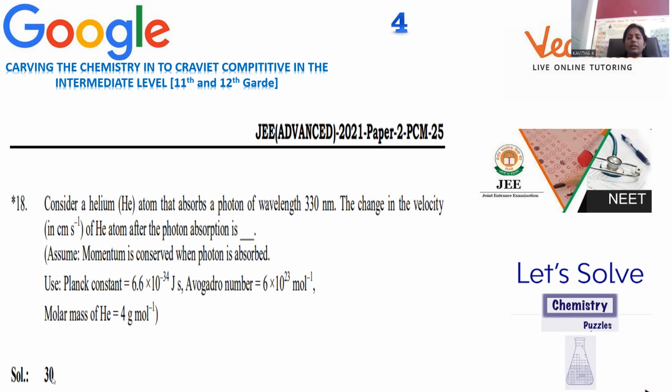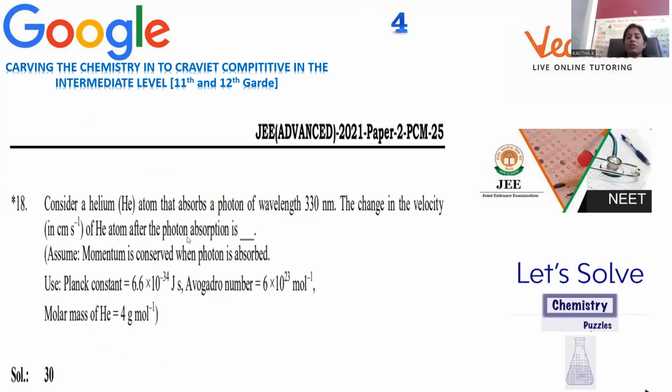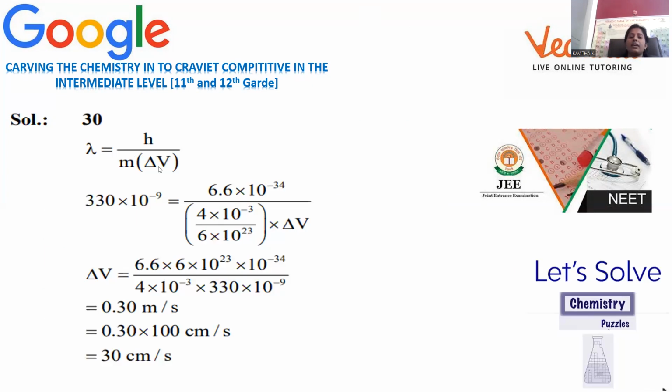This can be calculated. In order to calculate, we have the formula lambda equals h by m into delta v. Delta v denotes change in velocity, change in speed. If you have some extra energy, in what way you speed up your way of working, that is called velocity. Here also we are supplying the photon of energy. Whenever a photon of energy is applied to the helium, in what way its velocity got changed, they are asking for delta v to be calculated.